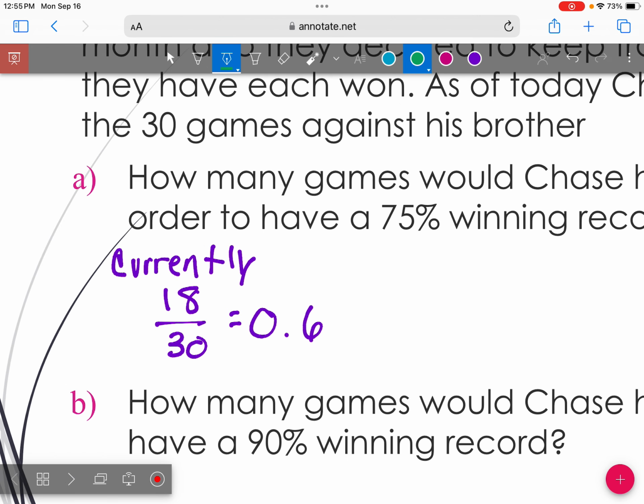So what percent of games is Chase currently winning? 60%. There you go. Now what we need to do is figure out what Chase would need to do in order to wind up with a 75% win record.